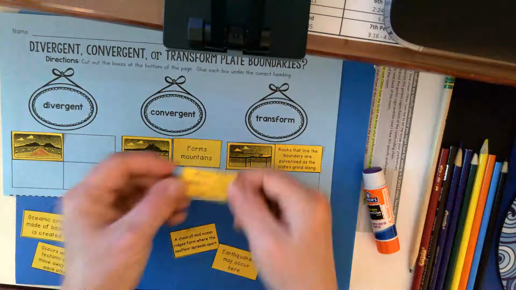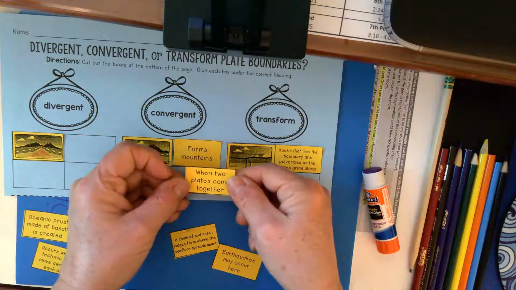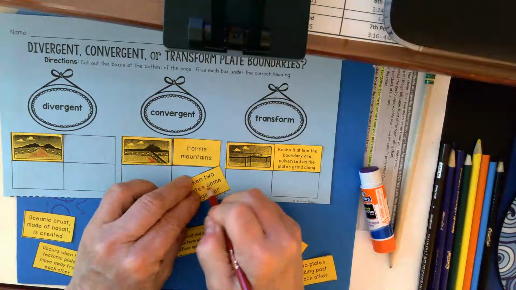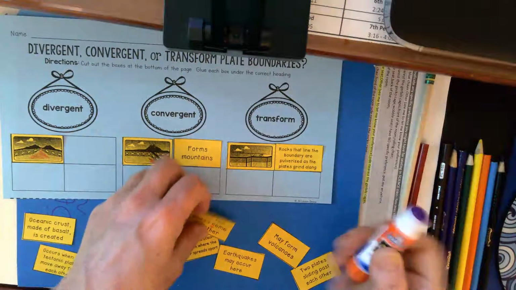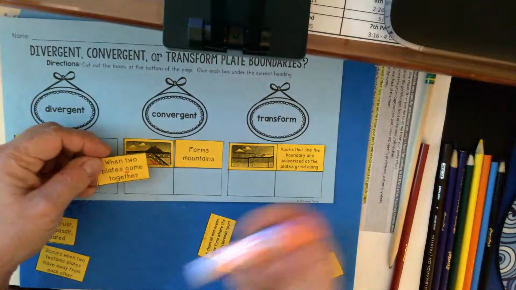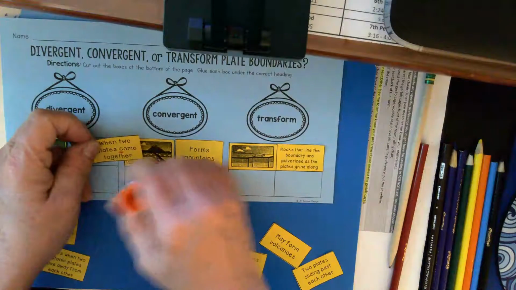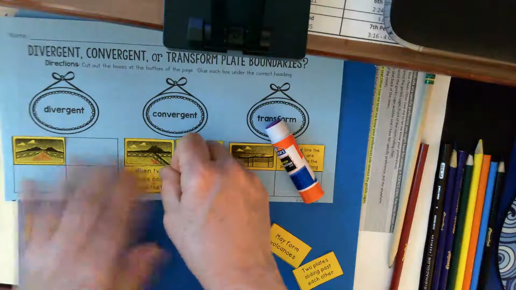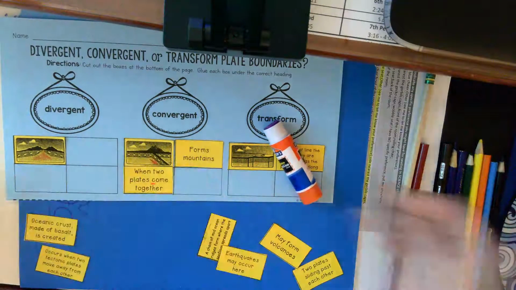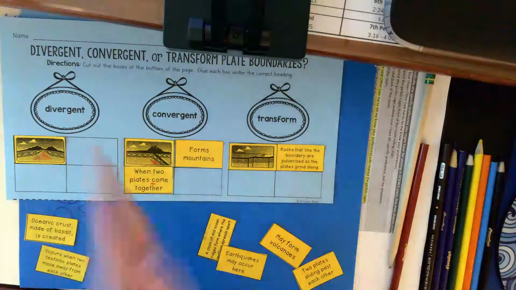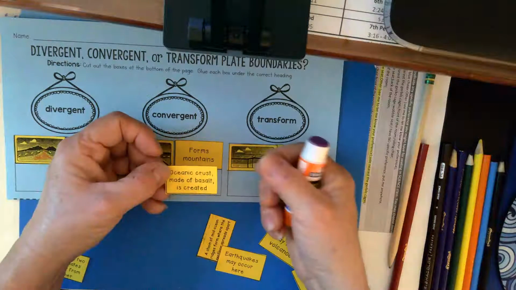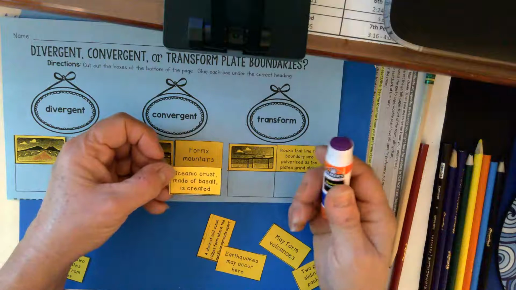All right, here I have 2 plates coming together. Okay, my key word here is coming together. Okay, come together, collide, crash, converge. So I know that can only happen at a convergent boundary, because a divergent boundary, they're dividing, and a transform, they're sliding.